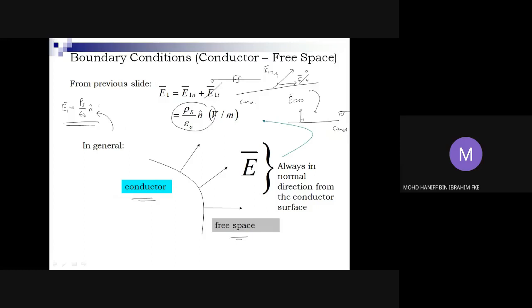The E field will be rho s over epsilon naught, normal in the vertical direction. Remember what rho s is? Rho s is the surface charge density, which is located on the surface of your conductor.